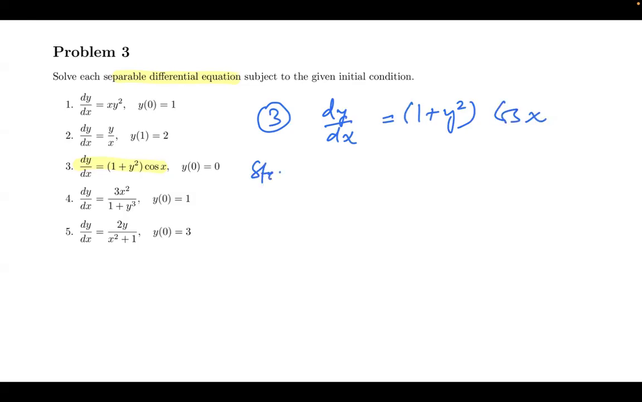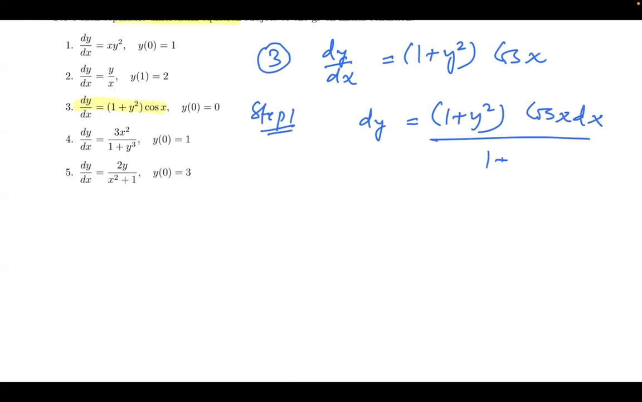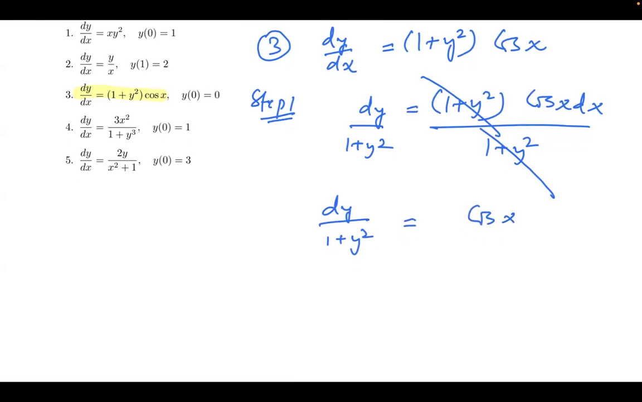So step one is we separate the variables. For this one, I'm going to multiply dx on both sides first. So dy is equal to 1 plus y square cosine x dx. And then I'm dividing 1 plus y square on both sides, so I can get rid of this. I have dy over 1 plus y square is equal to cosine x dx. And the second step is I'm going to integrate. This is step 2.